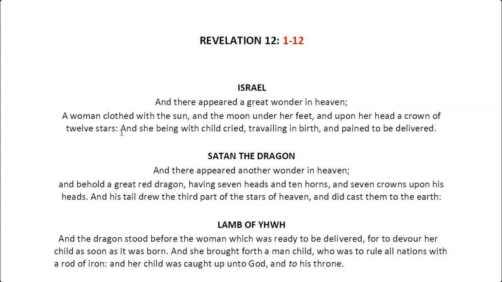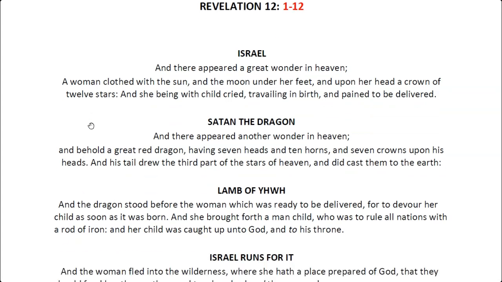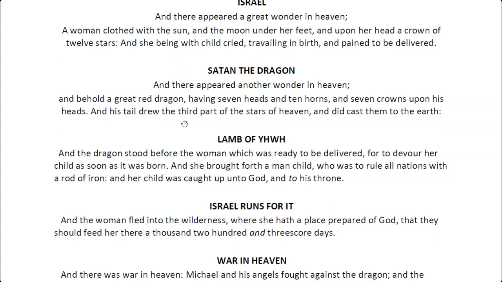So here we are. And she, being with child, travailing in birth, and pain to be delivered. So here's Israel calling out to our Father for the Messiah. That's what this is. Essentially where we're at right now. We're asking for the Messiah to be sent to end all this nonsense. So this is the condition. This is just prior to the Lord being born. All right? So let's look at this guy.